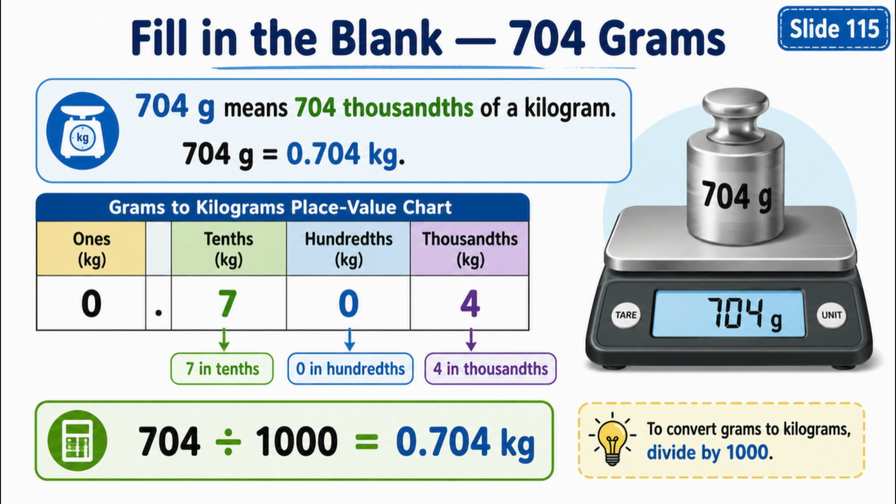Fill in the blank. 704 grams. To convert grams into kilograms, divide by 1,000. 704 grams means 704 thousandths of a kilogram. 704 over 1,000 is 0.704. So, 704 grams equals 0.704 kilogram.